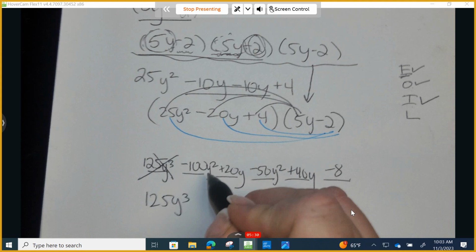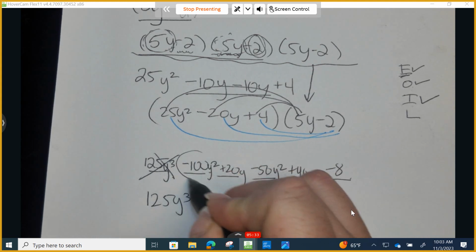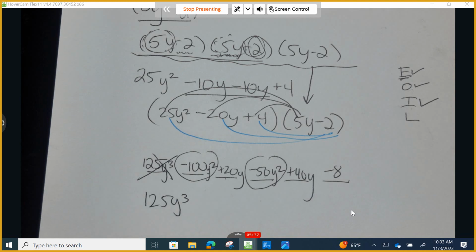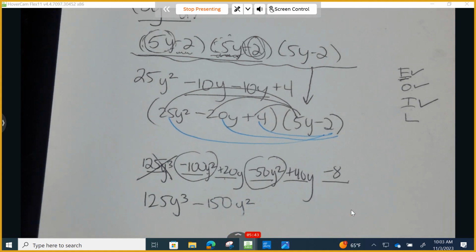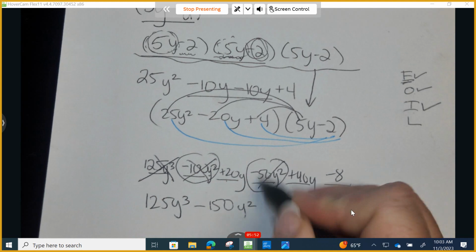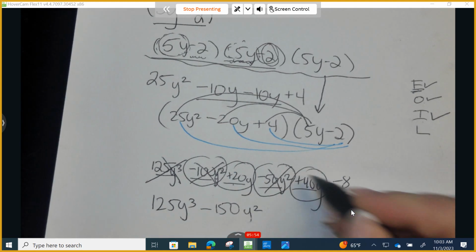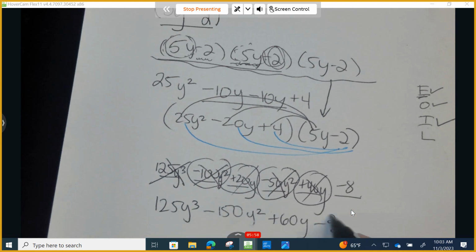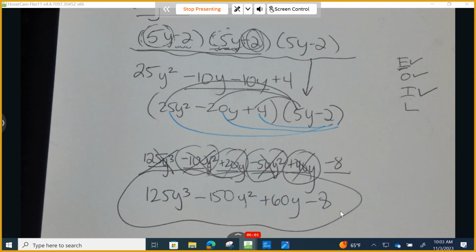Okay, now I'm going to look for anything that has a y squared. Okay, hold on, y. Oh, there's another y squared. And I want to combine these. So negative 100 combined with the negative 50 is negative 150 y squared. Sometimes a common mistake here is we add them as people want to put y to the 4th. Remember, when we're combining, we're just adding or subtracting. We're not distributing here. Okay, then I have a positive 20 and a positive 40 is a positive 60 with the y's. And lastly is a negative 8. This is the correct answer.